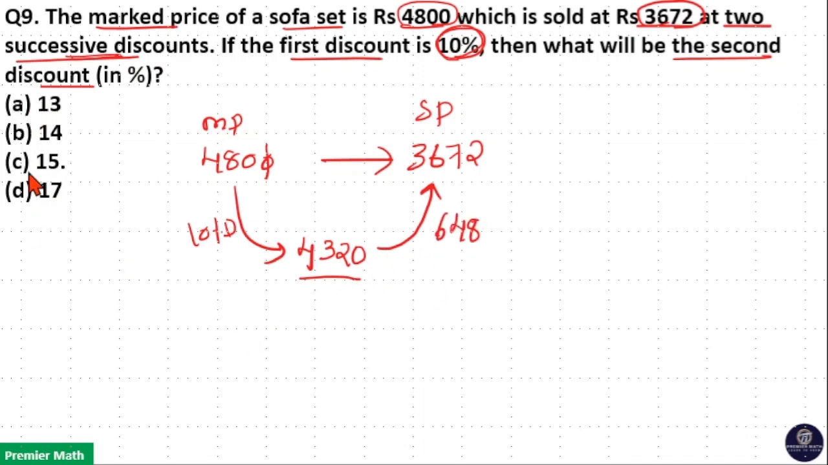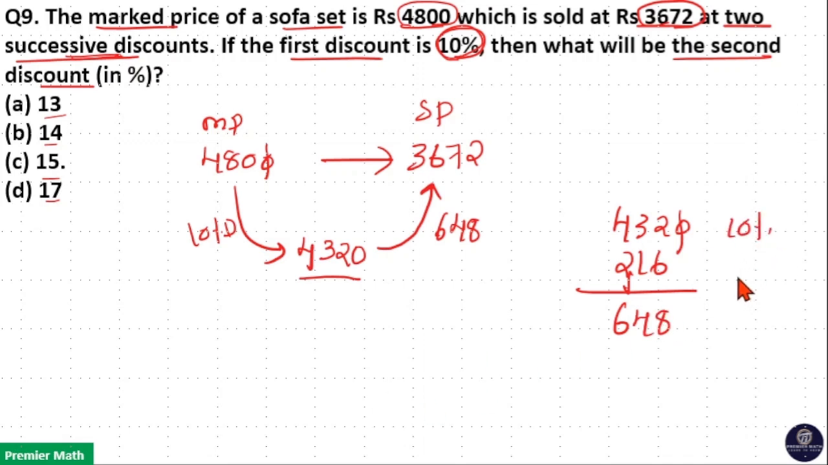Now here if you look at these answers, this is 13, 14, 15, 17. So here 10% of 4320 is 432, and if I take 5%, which will become 216. Now if I add this will become 648. So this is 10% and this is 5%. So 10 plus 5, 15% is your answer. So option C is your answer. That is 648 is 15% of 4320. So second discount is 15%.